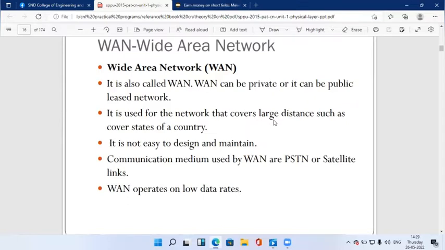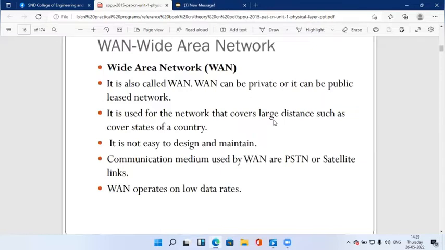Okay, so one by one we have covered the points. Okay, so LAN network is small. After that, MAN network covers entire city, and again WAN network covers entire states or entire country. Okay, so there is little bit difference there. Okay, so then fourth point is it is not easy to design and maintain. So maintenance of your wide area network is little bit difficult.